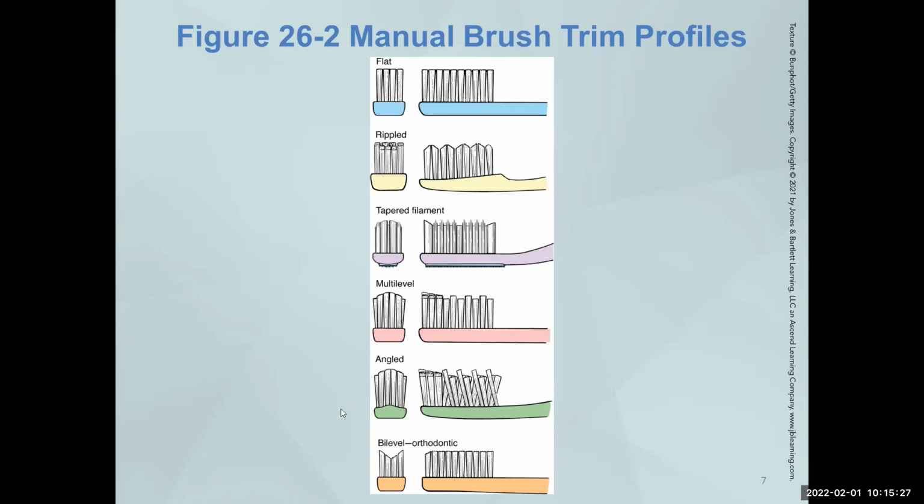They go in all sorts of different directions. And some of these angled are thicker and thinner depending on the make of the toothbrush. And then you've got your bi-level orthodontic brush. So there's lots of choices out there.